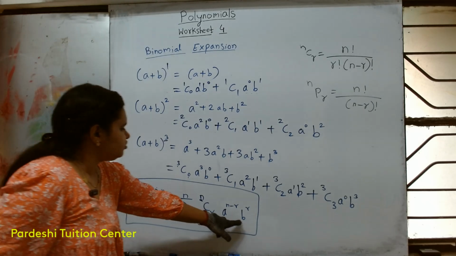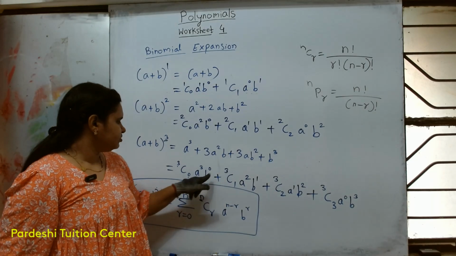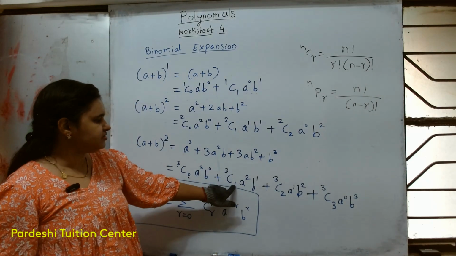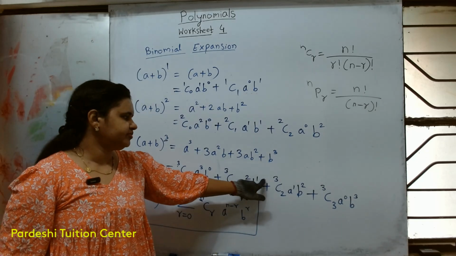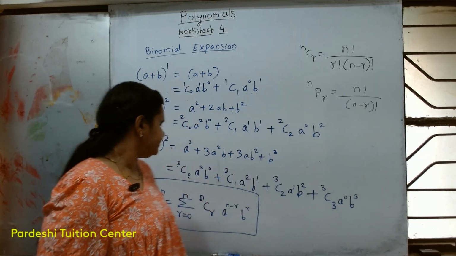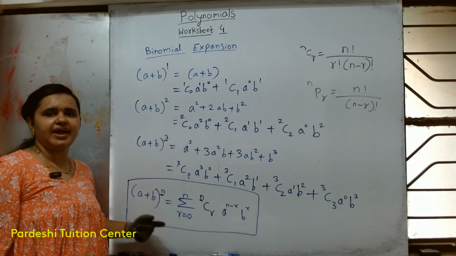Now b to the power r. Here b to the power 0. Here r was 0, so I wrote b to the power 0. Here r is 1, so I wrote b to the power 1. Here r is 2, so I wrote b to the power 2. So it is the general formula for expansion. Okay. It is the binomial theorem.